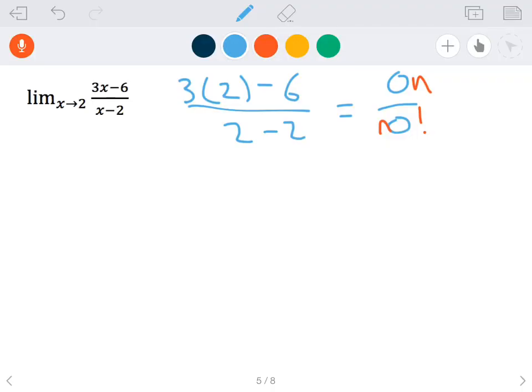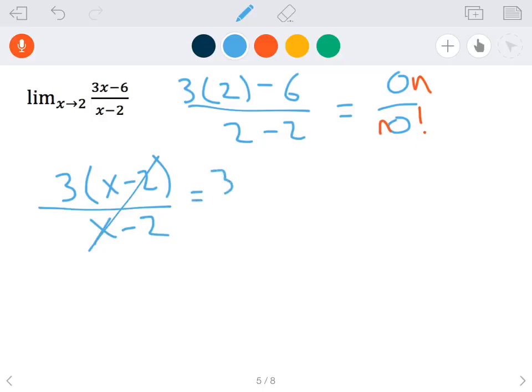You have some options for the algebra that you can try. My favorite is always factoring. Always look for something that you can factor. And so what I see here is on top, I can factor out a 3, which would leave me with x minus 2 on the top, which would cancel my x minus 2 on the bottom. So I've got a new function here.